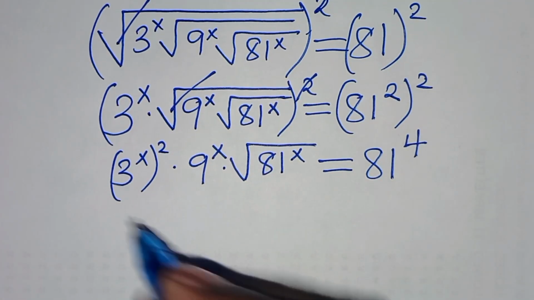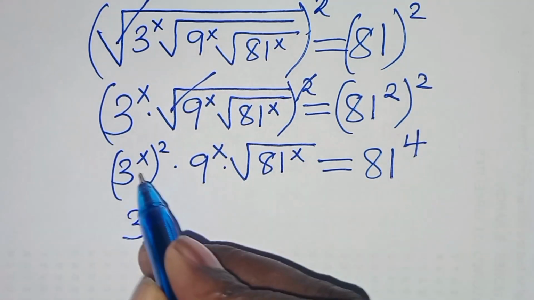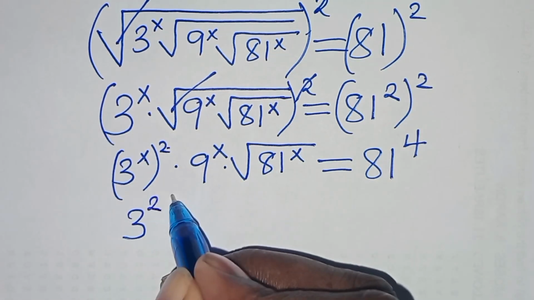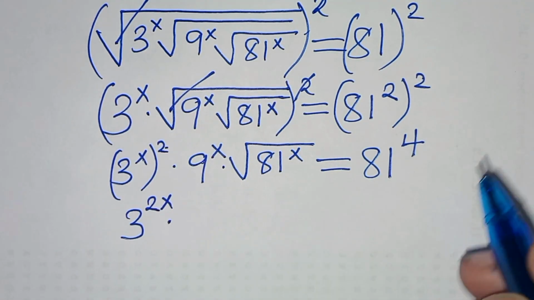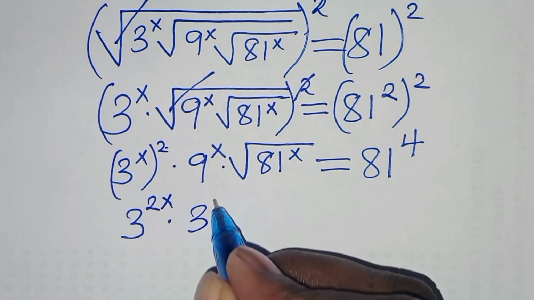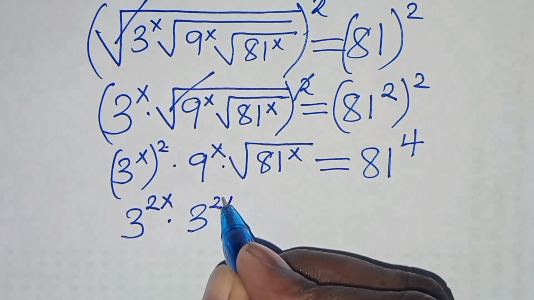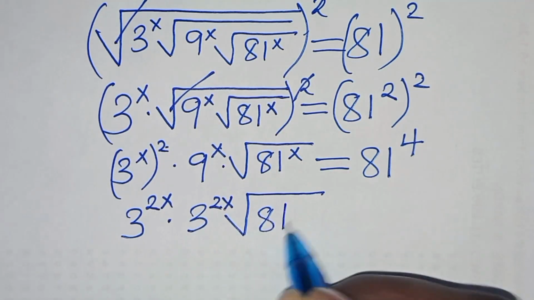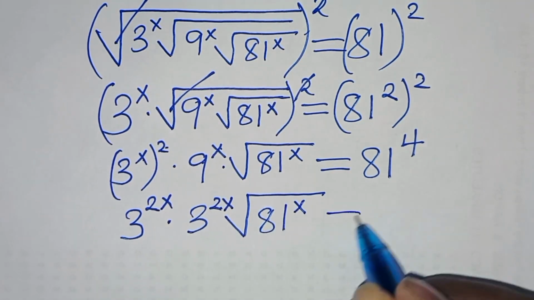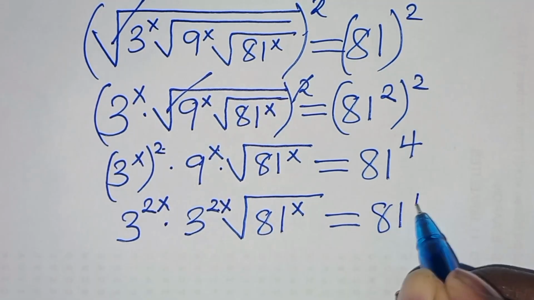The next step from here, this is 3 to the power x times 2, which is 2x. Multiplying by 9, we can express 9 as 3 to the power 2 times x. Then multiplying by the square root of 81 raised to the power x. So this is equal to 81 raised to the power 4.